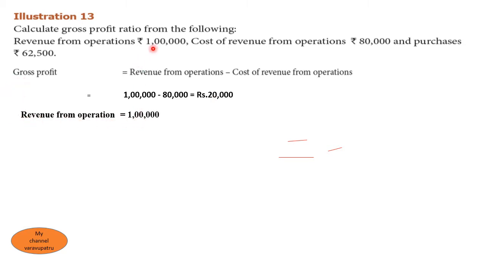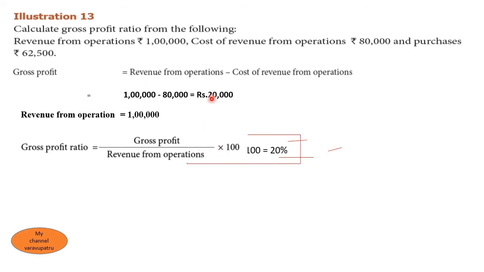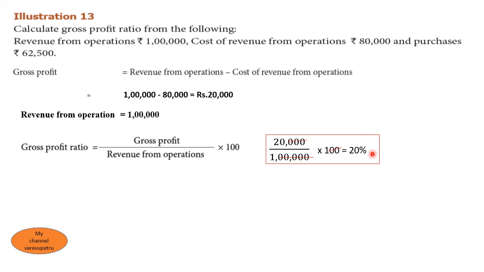Revenue from operation is given in the problem as 1 lakh. Gross profit ratio is equal to gross profit by revenue from operation into 100, that is 20,000 divided by 1 lakh into 100 is equal to 20%.